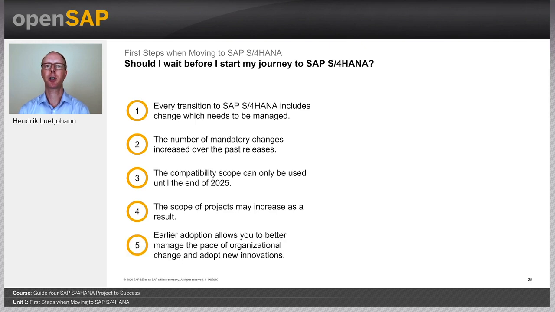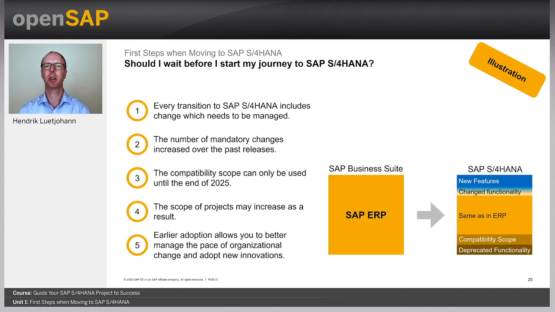An earlier adoption allows you to better manage the pace of your organizational change and adopt new innovations. For example, most processes in SAP S4HANA after the transition today could run very similar to SAP ERP processes. This has some other challenges, but it allows you to manage the speed of change.